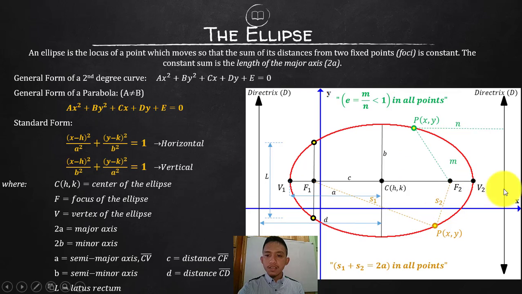It is elongated along x, I mean. So if that happens, that is this form. That is your horizontal. We call that one a horizontal ellipse. Again, it is elongated horizontally.